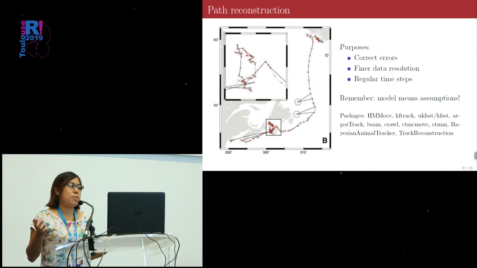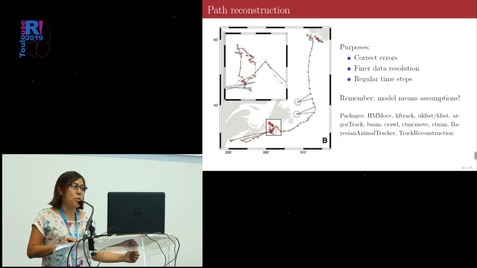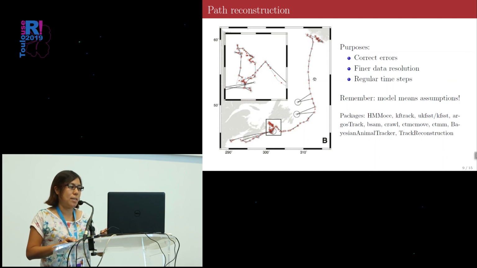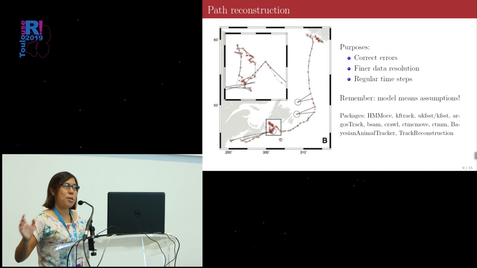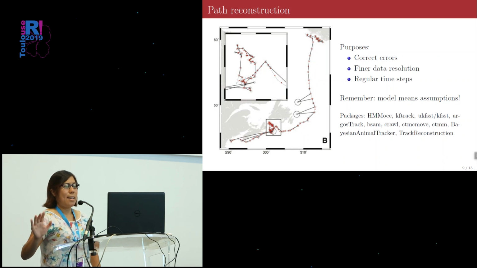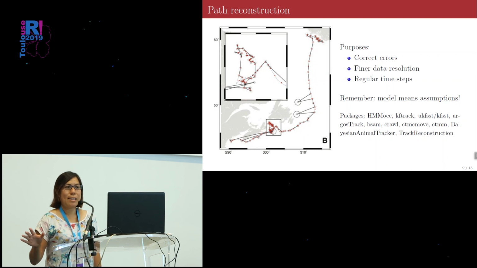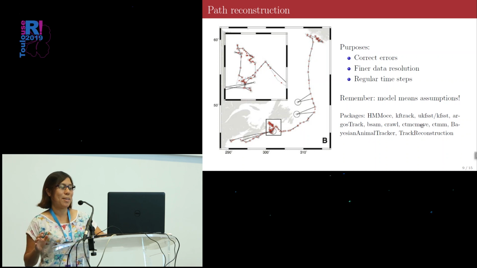So in this graph, path reconstruction is basically getting a model to reconstruct the path based only on the red points that we see. And there are several methods to do that. Again, you just have to remember that every single method, every single model, means underlying assumptions that we have to understand to choose. So this is the list of packages. Again, we can talk about it later.